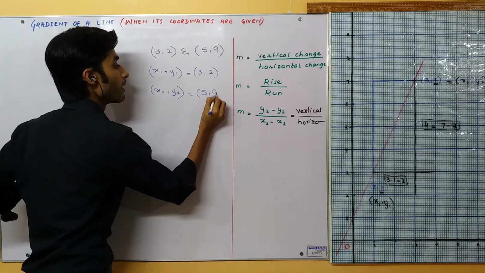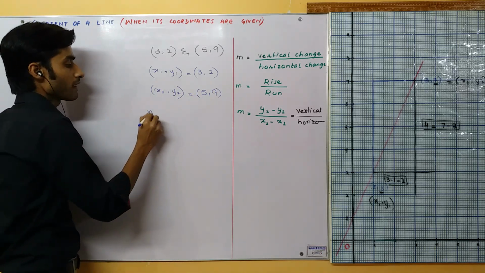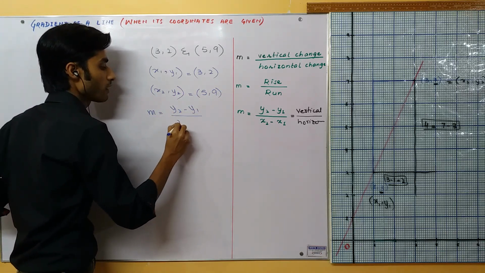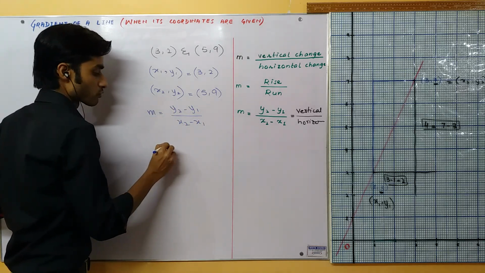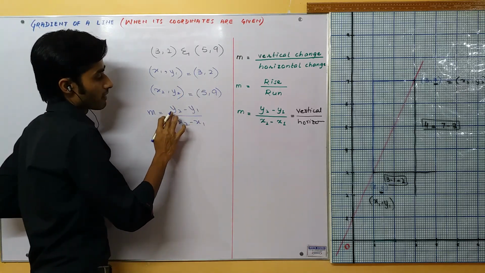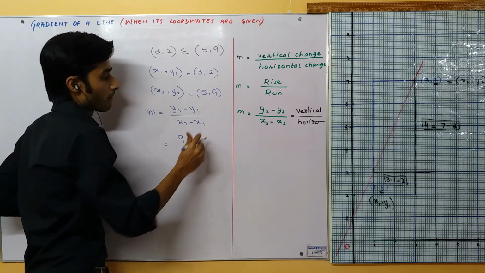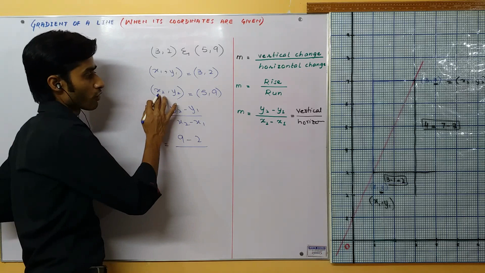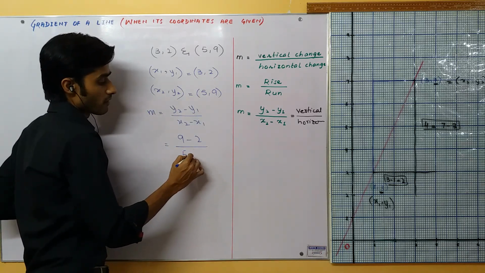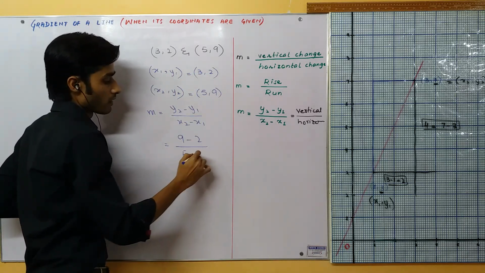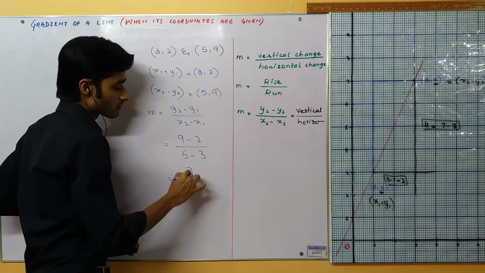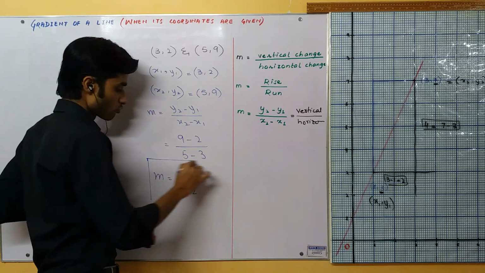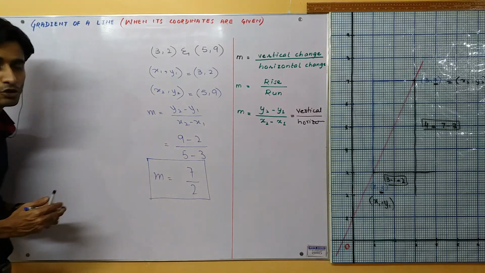and let's say x2 comma y2 is equal to 5, 9, and the formula that I can use is m is equal to y2 minus y1 over x2 minus x1. Okay, x1 y1, what is y2? y2 is 9 minus what is y1? y1 is 2, over x2 minus x1. What is x2? x2 is 5 minus what is x1? 3. 9 minus 2 is 7 and 5 minus 3 is 2.